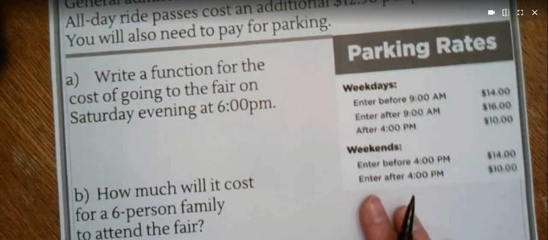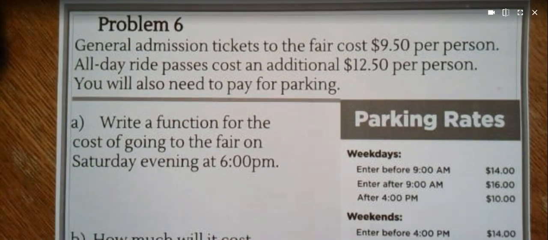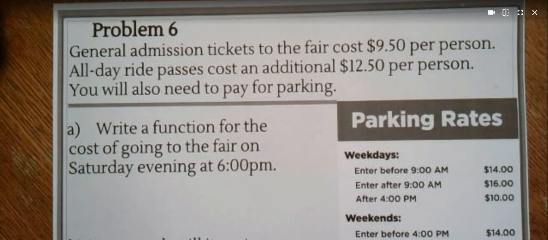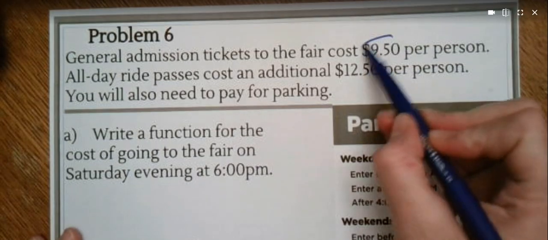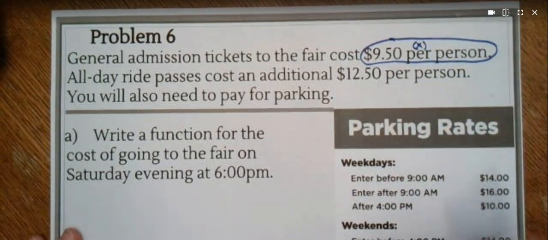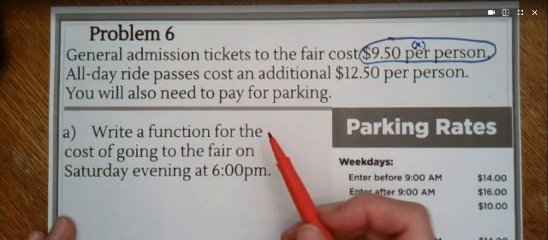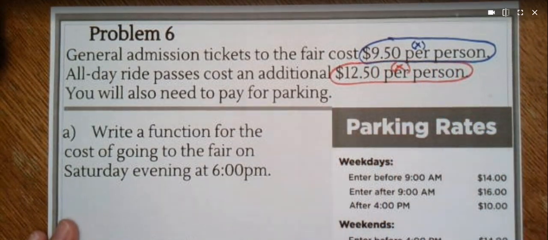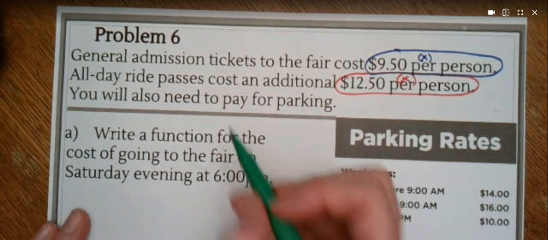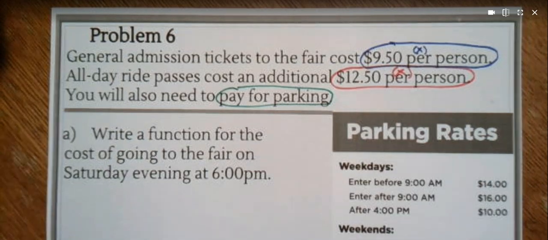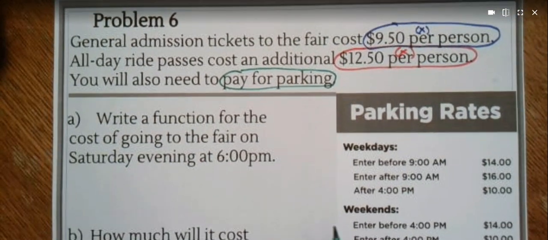Now we're ready for number 6. And I told you this is going to be a two-parter. This is going to be an interesting one. So here we got general admission tickets to the fair cost $9.50 per person. There's that per, there's that multiplier again. All-day ride passes, you're buying those too. That's $12.50 again per person. And then it says you're also going to need to pay for parking. So it looks like 3 things we're paying for when we go to the fair.